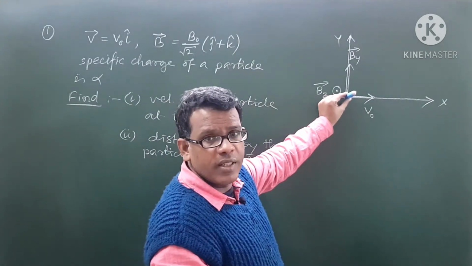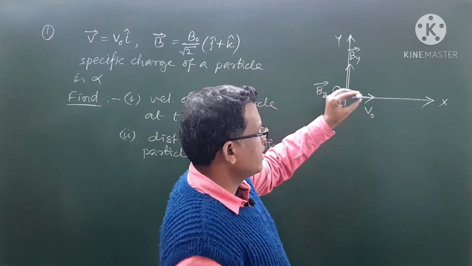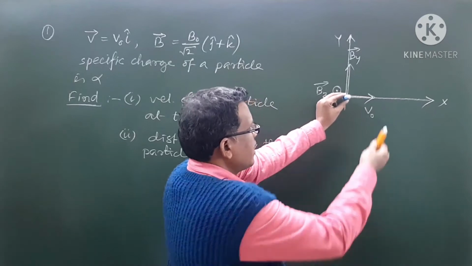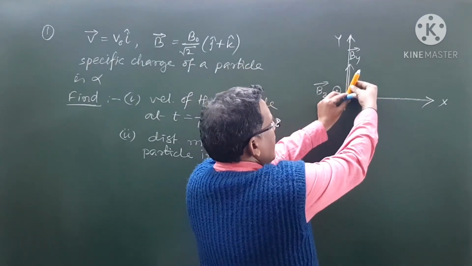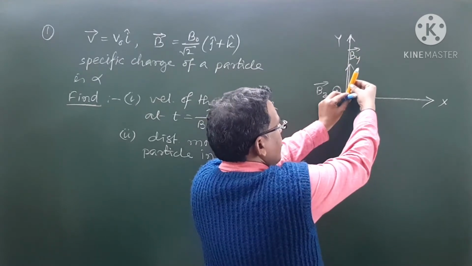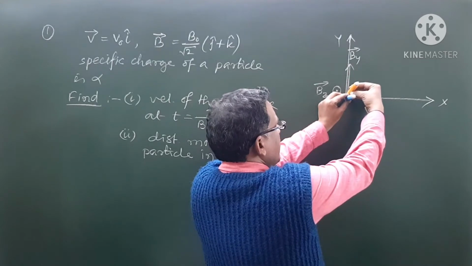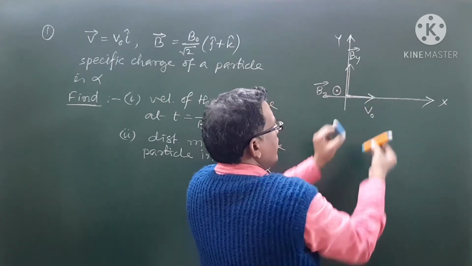So if I try to analyze things, the actual 3D geometry is like this. Can you identify this geometry? Y component magnetic field, Z component magnetic field. So the resultant magnetic field will be lying here on the YZ plane. This is the YZ plane.